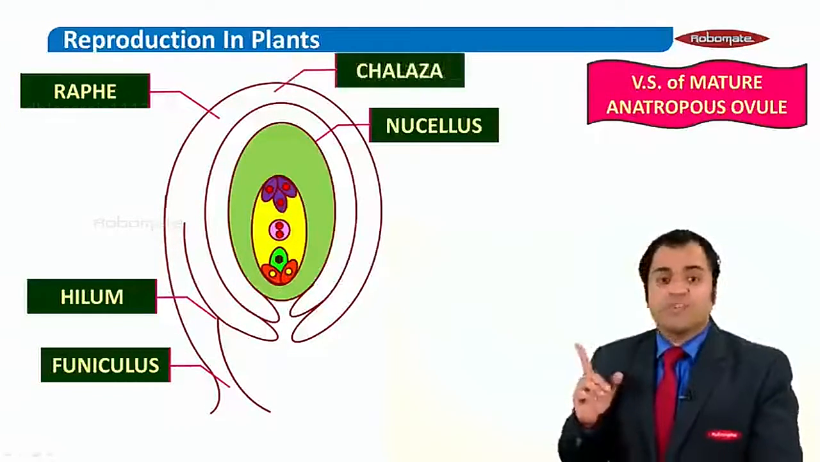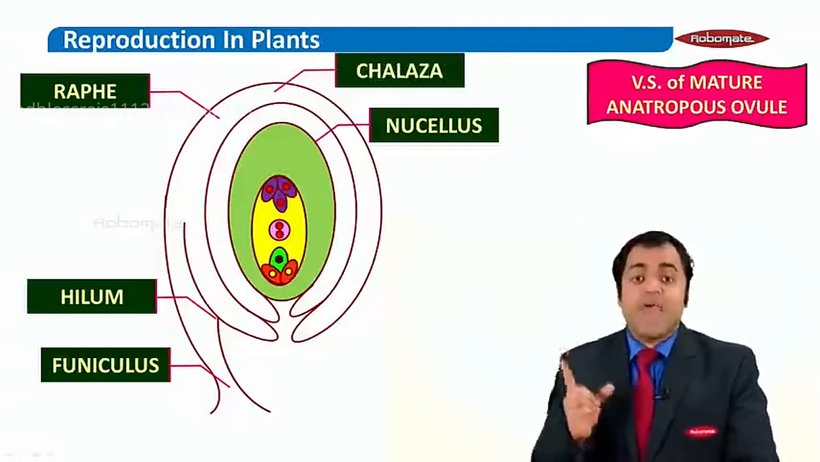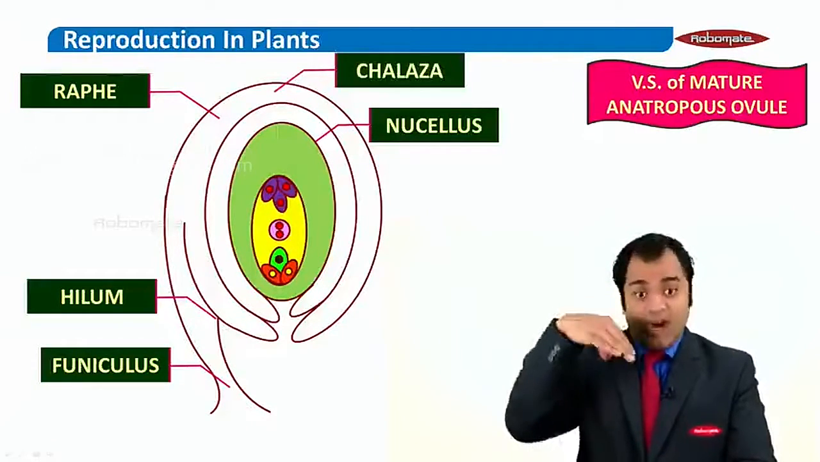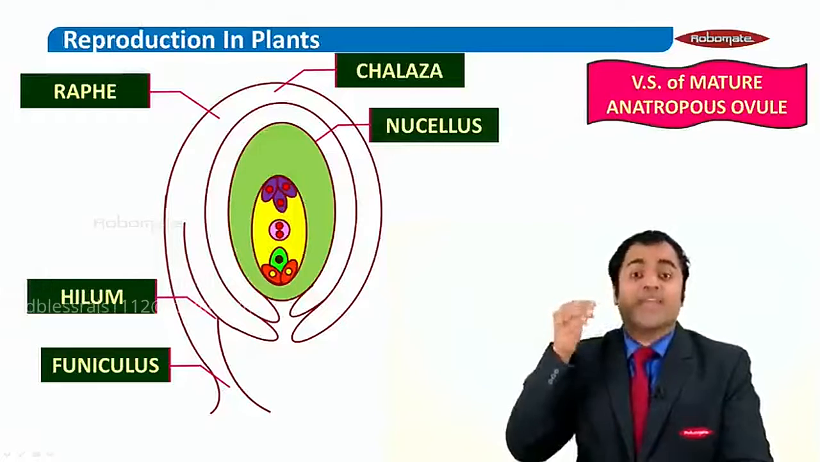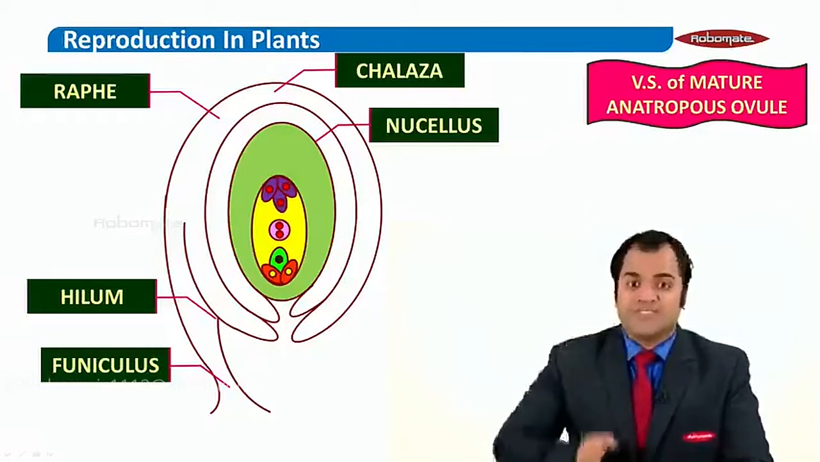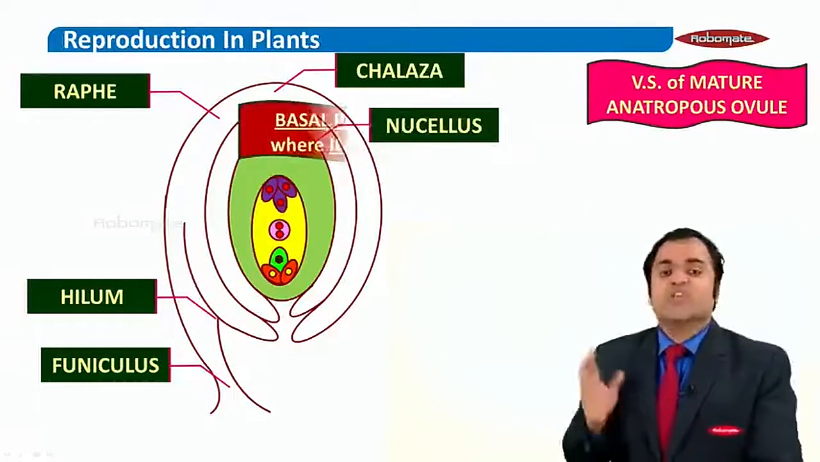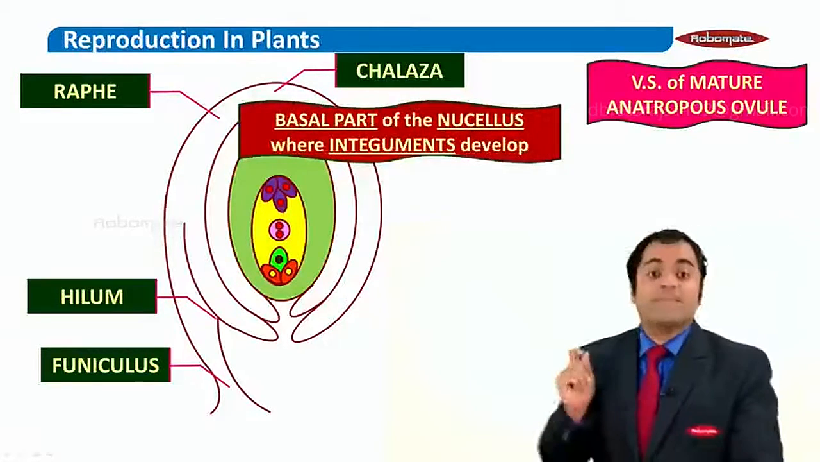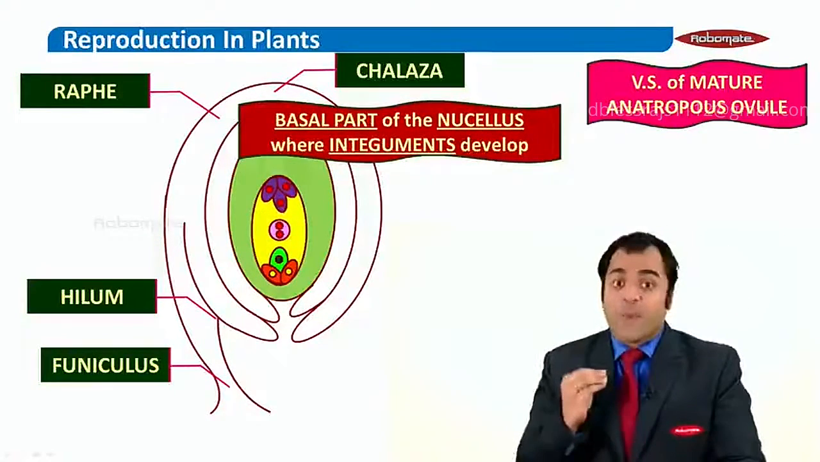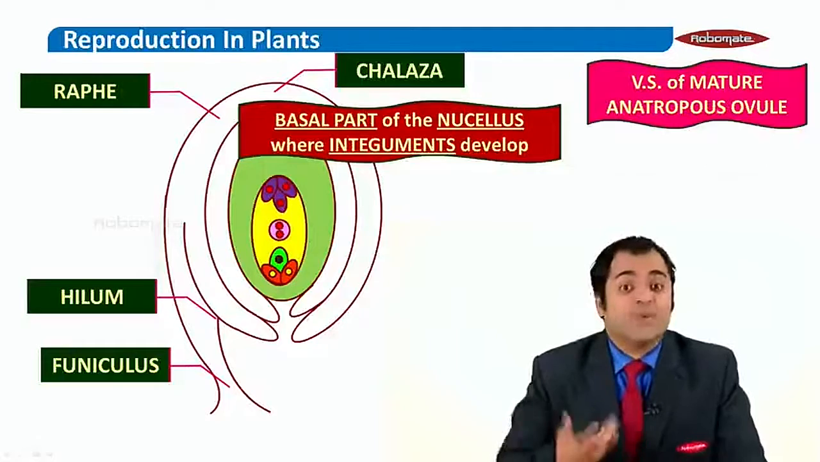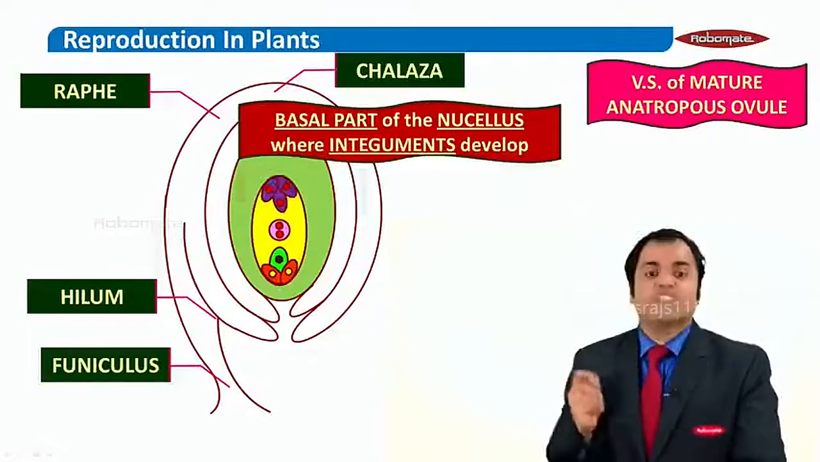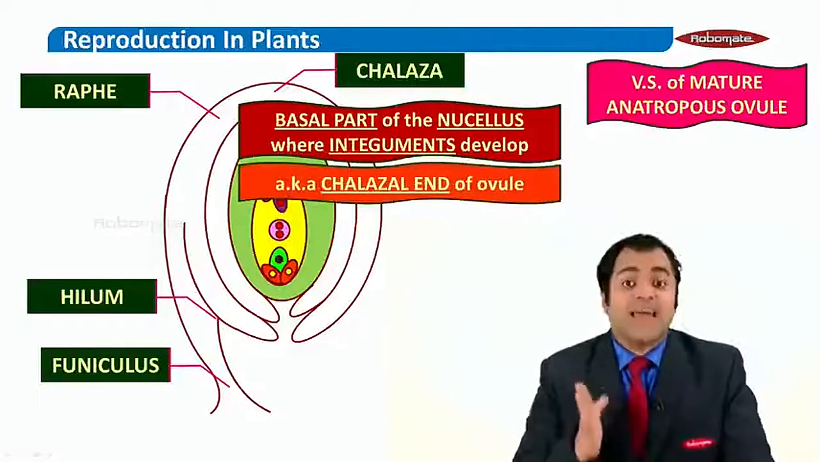Is that okay? Now, let us look at another part. Right up there, what you see is the chalaza. But remember, because the body is inverted, the chalaza actually is the basal part of the nucellus. Is that okay? So you can say that the chalaza is the basal part of the nucellus from where the integuments will develop. And that end is also called the chalazal end.